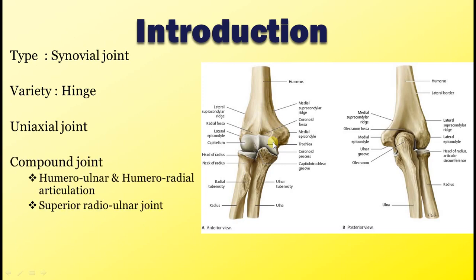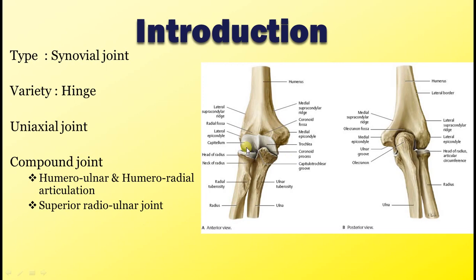As I told you, the 3 articulations are present in the elbow complex, and these 3 articulations share a common joint cavity. The joint cavity is the same for the elbow as well as the superior radio-ulnar joint. If you look at the axis of the joint, it is not exactly lying on the transverse plane, but it slopes downwards and medially. That is the axis of the elbow joint.